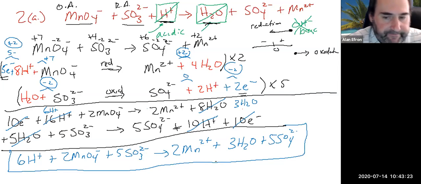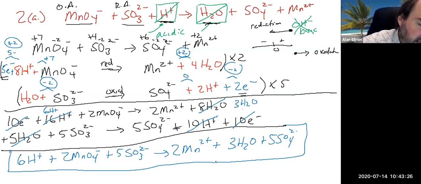And if we look at it, we have 6 H's on the left, 6 on the right, 2 Mn's on the left, and 2 on the right. Oxygens, we have 8 oxygens here and 15 more. It's a lot, but 23. That is 20 oxygens there, plus 3 more here is 23. And what else we got there? Sulfur, 5 sulfurs on each side.